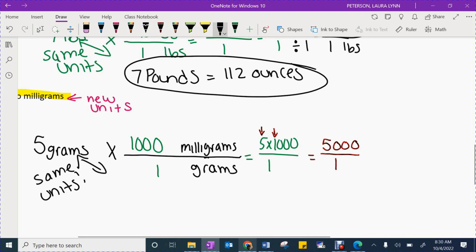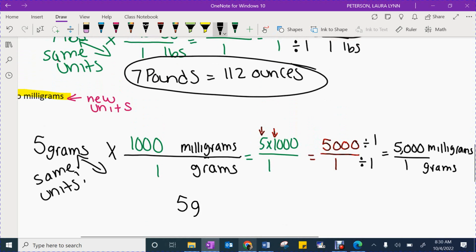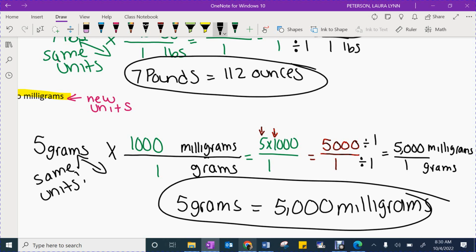1 is still there. For peace of mind, please still create a unit rate by dividing by the denominator, which is a 1. 1 divided by 1 is 1. 5,000 divided by 1 is 5,000. You can put your comma in now. I waited until I was done with all of my multiplication before I put my commas in. What are my units? The top is milligrams. The bottom, grams. Write your final answer. We started with 5 grams, and it equals 5,000 milligrams. Circle it so you don't lose it. Of course, you need to pause the video to finish writing. Do so.